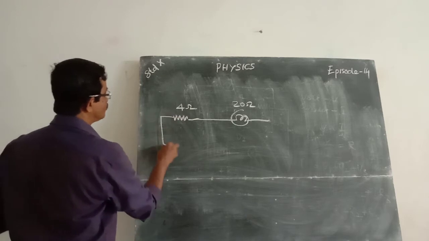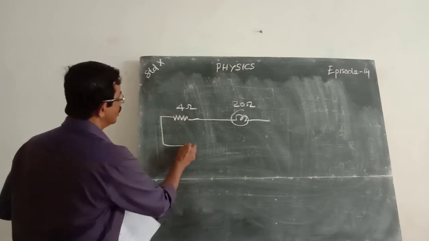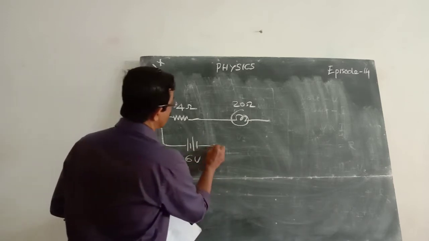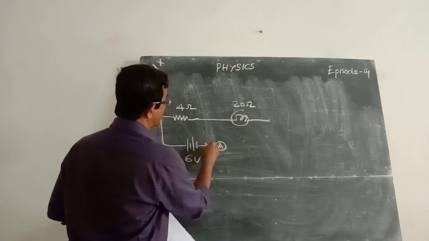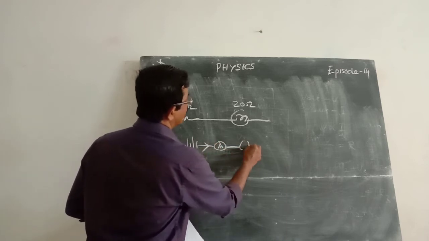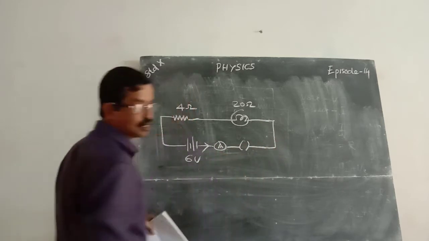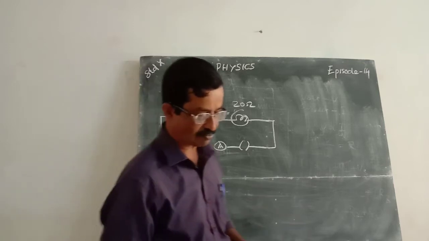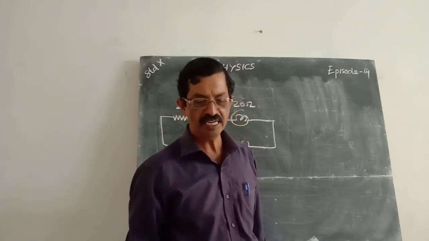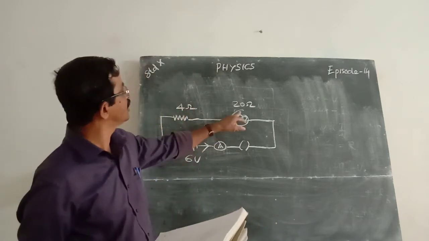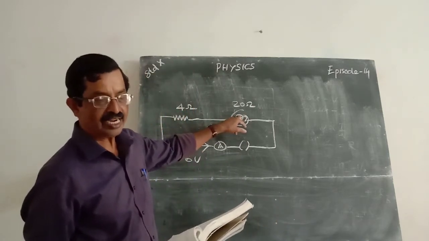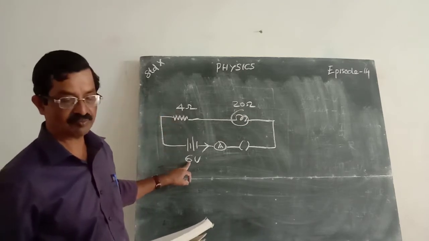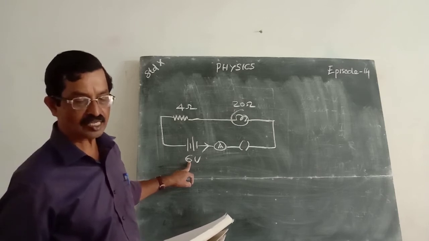Here in the circuit there is a 6-volt battery, then an ammeter to measure current, and a plug-in. Whenever required we can switch on or off the circuit. These are the things given in the figure. See the question once again. An electric lamp whose resistance is 20 ohm and a conductor of 4 ohm are connected to a 6-volt battery. Calculate the total resistance of the circuit.